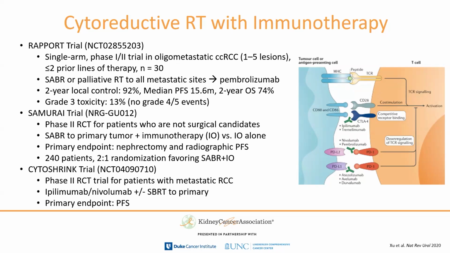So by the time we got to this question of immunotherapy and cytoreduction with radiation, as you can see, we got really cute with our acronyms. Here we first have the RAPPERT trial. This combined SBRT to all metastatic sites, followed by single agent pembrolizumab. And this did show high local control, as we expect with radiation, and a median progression-free survival of about 16 months with low rates of toxicity. And now we are eagerly awaiting the completion of accrual and reporting from the Samurai and CytoShrink trials, which are evaluating SBRT to the primary, followed by immunotherapy versus just immunotherapy alone.